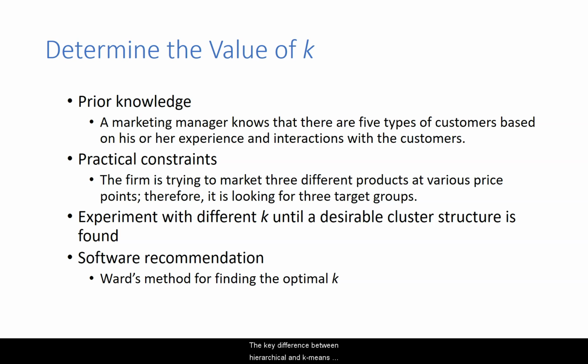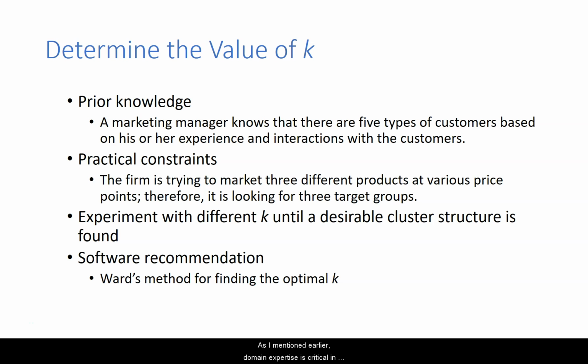The key difference between hierarchical and k-means clustering is the pre-specification of the value of k. In k-means clustering, you need to specify the number of resulting clusters prior to the analysis. So how do you know how many clusters will emerge from the dataset before you even perform the analysis? Well, there are a number of sources for the value of k, including prior knowledge, practical constraints, experimentation, and the software recommendation. Let's discuss this important topic.